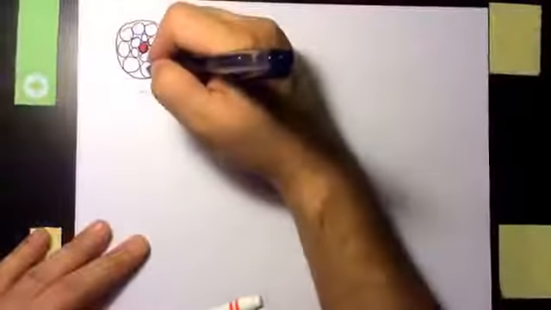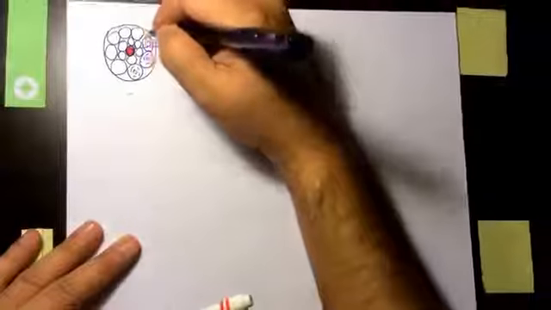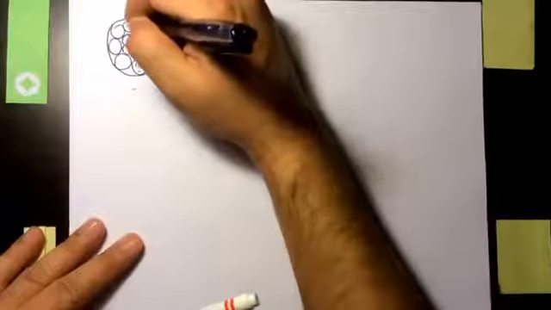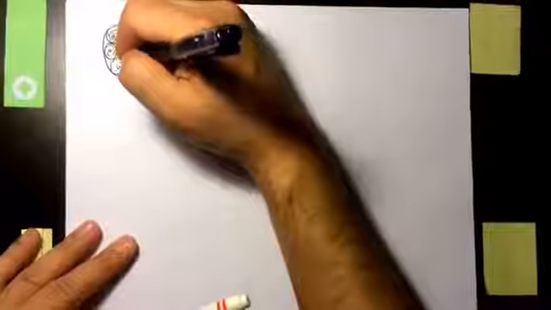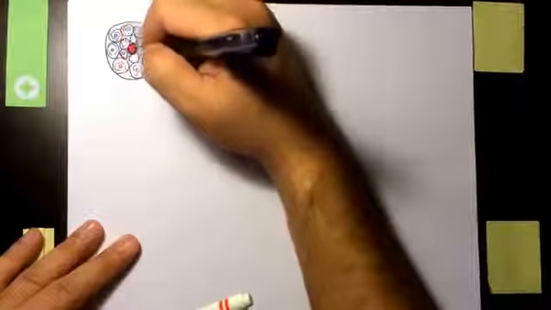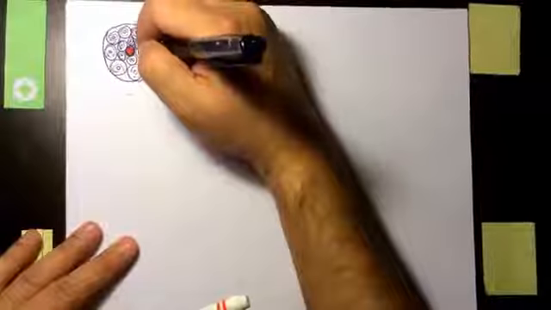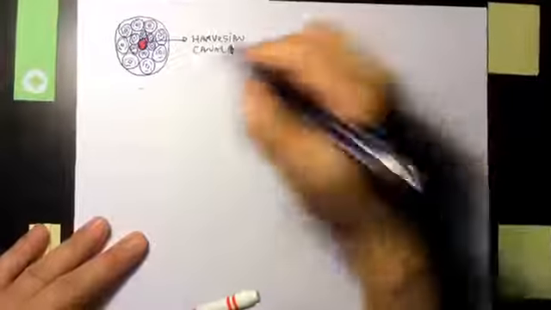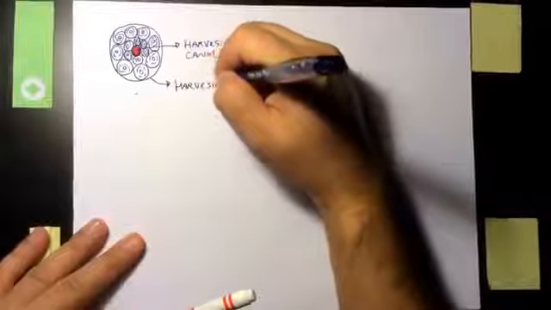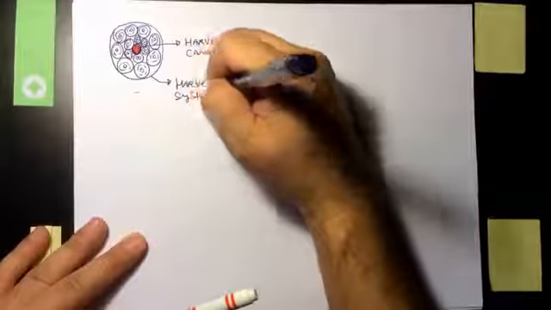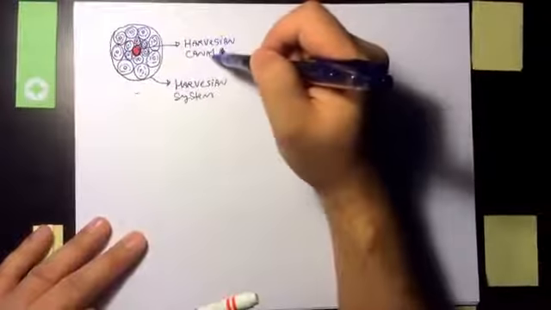Okay, and over here you have several structures that have several rings inside. That's the structure of the bone. So this whole thing we're going to call the Haversian system. Okay, Haversian system. The middle canal is the Haversian canal.